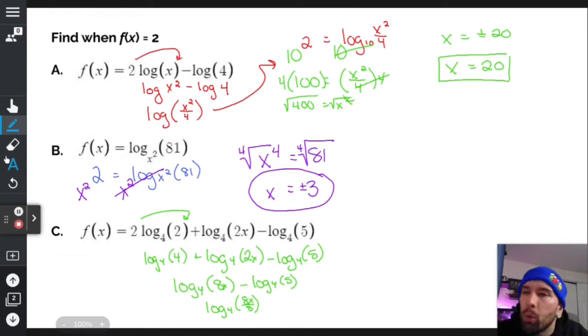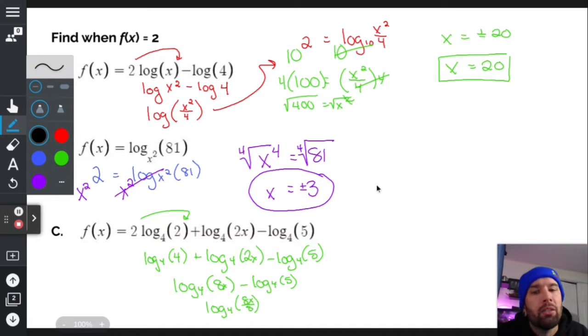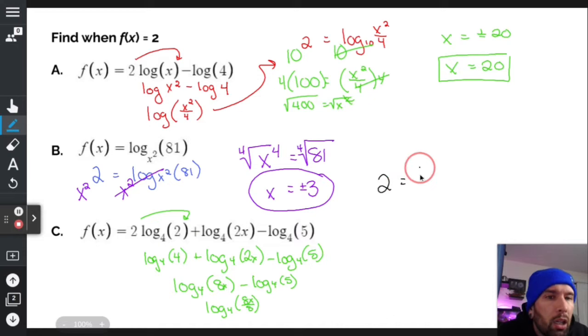Now I'm going to move that up here where I have a little bit more space. 2 is going to equal that. So 2 equals log base 4 of 8x over 5.